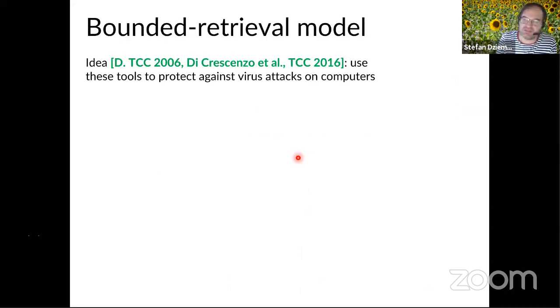Okay, and then there was another model that was called the bounded-retrieval model. It was proposed in two papers at TCC 2006. And the idea was to use similar tools to protect against virus attacks on computers.